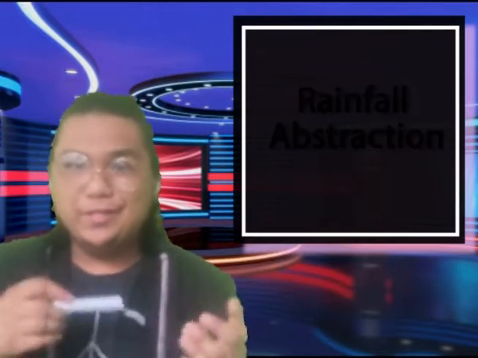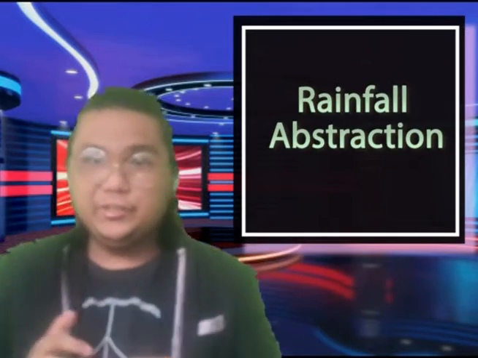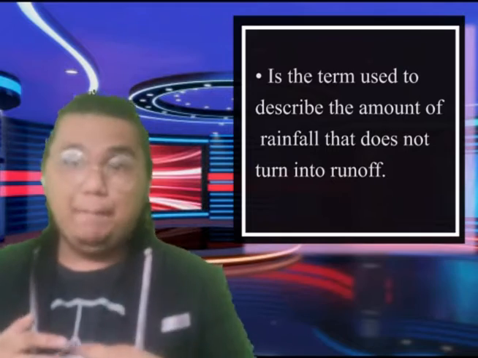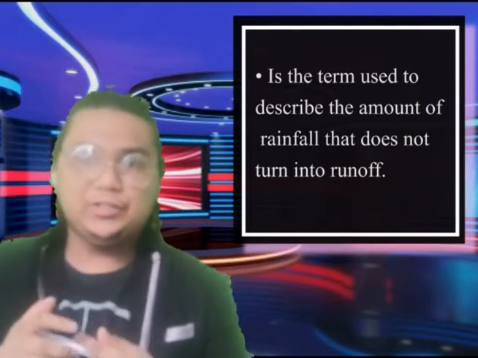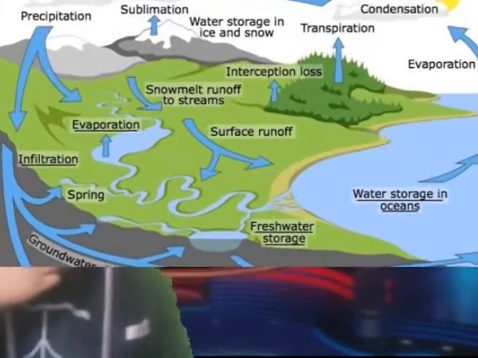Now we are done defining what is rainfall. Now we define what is rainfall abstraction. It is a term used to describe the amount of rainfall that does not turn into a runoff. For those who don't know what a runoff is, it is nothing more than water running off the land surface. Here's the illustration of what is a runoff.